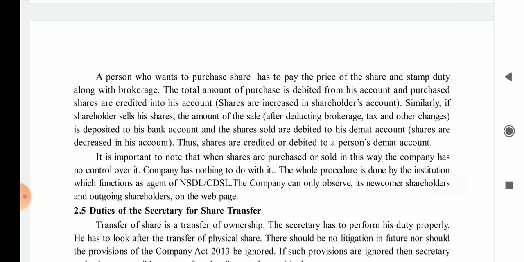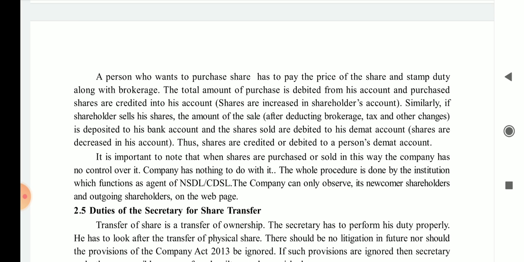Now, a person who wants to purchase a share has to pay the price for the share and stamp duty along with the brokerage. See, after the necessary details are filled in the instruction slip, all the procedure and all the necessary details should be given, and the share price and the stamp duty along with the brokerage should be paid. The total amount of the purchase is debited from his account and the purchased shares are credited into his account.